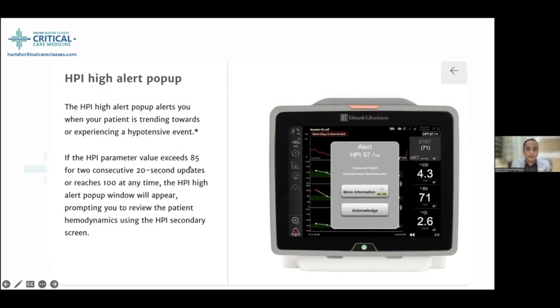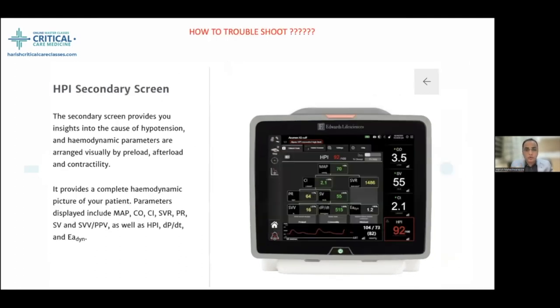If the HPI parameter value exceeds 85 for two consecutive 20 seconds, or reaches 100 at any time, meaning a single value of 100, or the values are more than 85 for two consecutive 20 seconds, then we get the HPI high alert pop-up window, prompting you to review the patient hemodynamics using the HPI secondary screen. So what exactly is the data we are going to get in the secondary screen? If you click on more information, we get the entire hemodynamic data of the patient, including mean arterial pressure, cardiac output, cardiac index, systemic vascular resistance, heart rate, stroke volume variation, and pulse pressure variation.